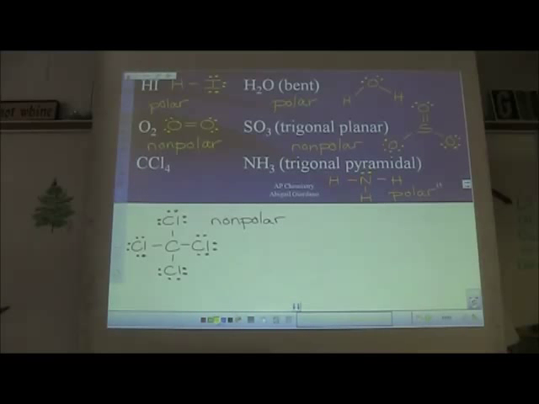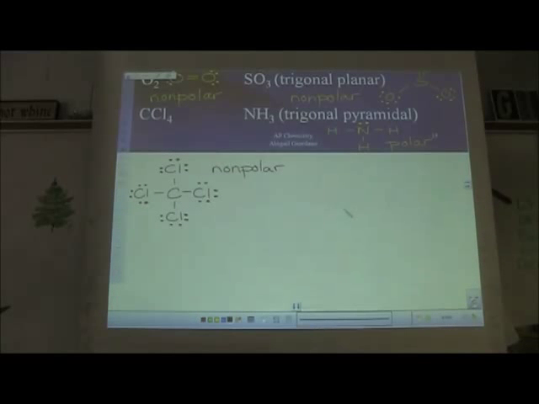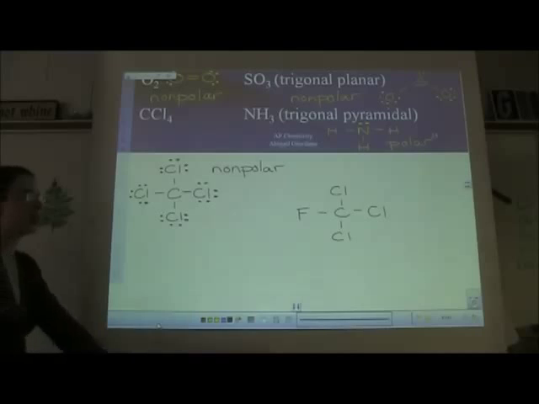I'm going to throw you a curveball. Are you ready? Forgive me for not drawing in all the lone pairs. Okay, it is polar. Okay, does it contain polar bonds, yes or no? Okay, does it have a tetrahedral shape? Okay, well, I thought tetrahedral shapes canceled out the polarity of the bonds. Okay, it's got to be the same elements.